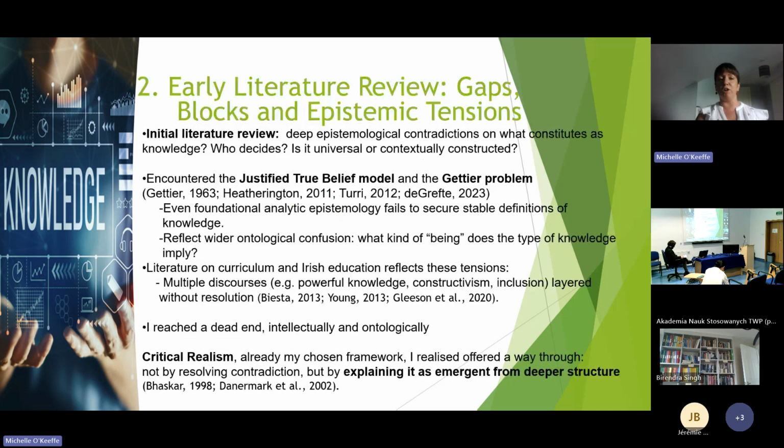So in my early literature review, there were a lot of gaps and blocks and epistemic tensions, and it came to an awful lot of dead ends.